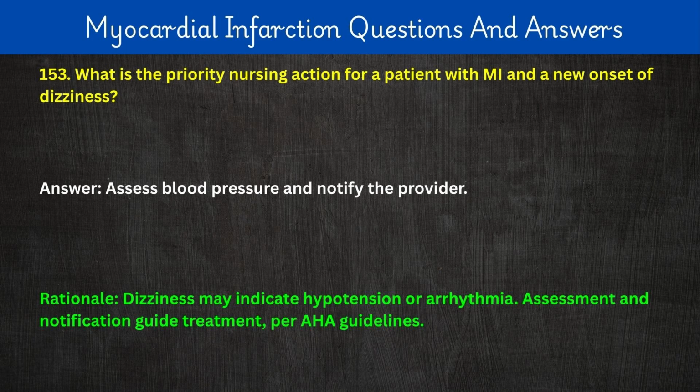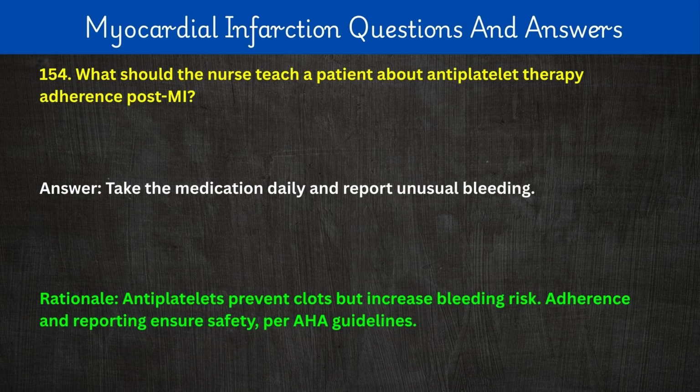153. What is the priority nursing action for a patient with MI and a new onset of dizziness? Answer: assess blood pressure and notify the provider. Rationale: dizziness may indicate hypotension or arrhythmia. Assessment and notification guide treatment, per AHA guidelines.